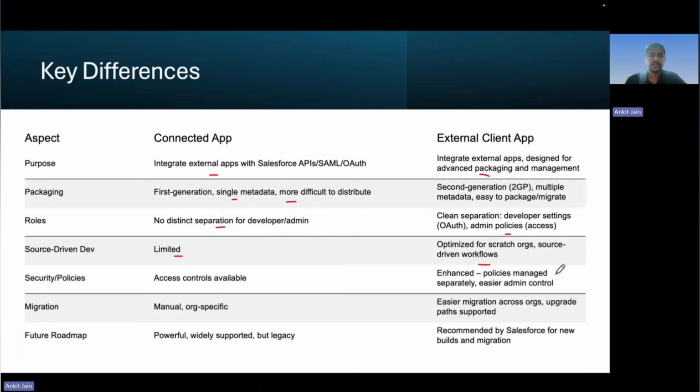Coming to the migration, it was manual. You had to manually create the connected app in the different environments, but that is not the case with the external client app. It is metadata driven. You can do the configurations in the lower environment and then deploy it into the upper environment as well. As I said, external client app is recommended by Salesforce for new builds as well as migration, and the connected app is legacy now.